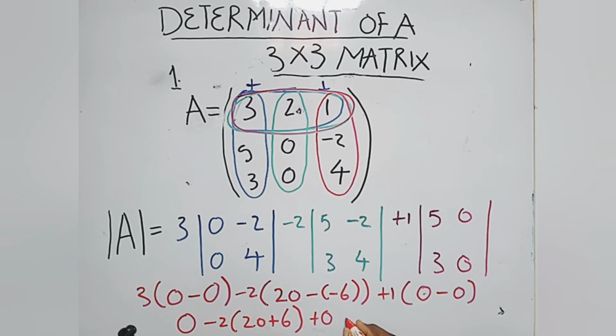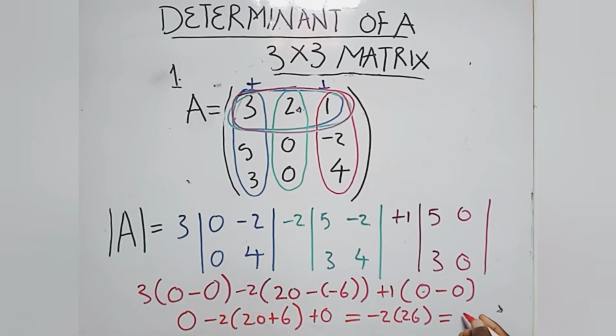So therefore the determinant of this matrix is negative 2 times 26, which definitely is negative 52.